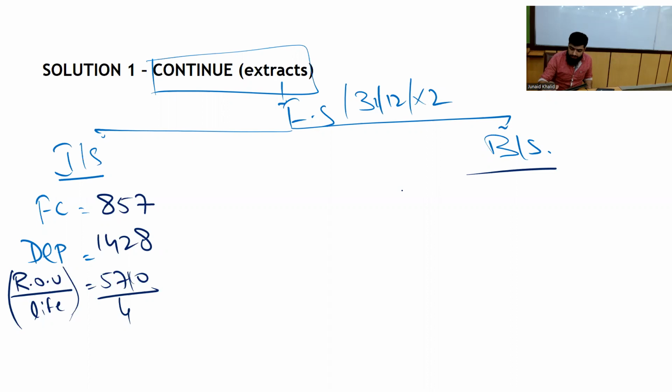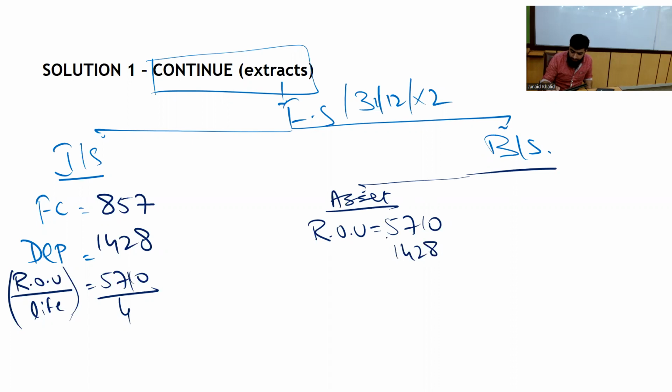Now, let's move on towards the balance sheet side. First of all, we are going to recognize the asset, which is the right of use asset. The cost was 5710, but we need to deduct the accumulated depreciation of 1428. 5710 minus 1428 makes 4282. So the right of use asset reported in the balance sheet is 4282.